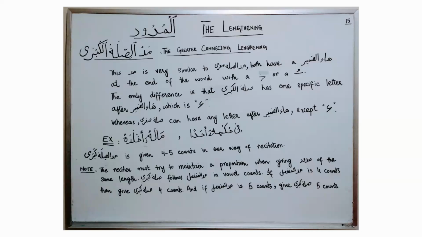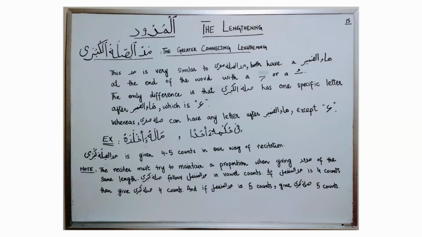And reciter must try their best to maintain a proportion when giving mudood of the same length, and maddu sila kubra follows Maddul Munfasil in the vowel counts. And if you are reciting Maddul Munfasil with 4 counts, then we should try our best to recite Maddu Sila Kubra also with 4 counts. And if we are reciting Maddu Munfasil with 5 counts, then we should give Maddu Sila Kubra 5 counts as well.